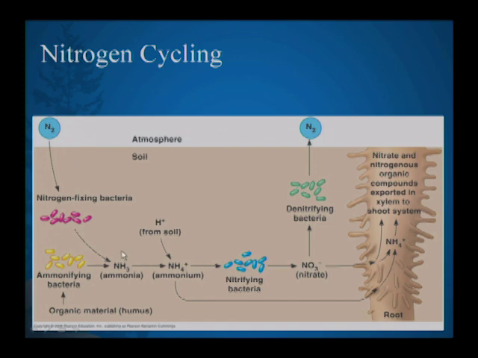So nitrogen-fixing bacteria and the nitrifying bacteria then are taking atmospheric nitrogen out of the air and getting that into the food chain. And then once those nitrogen compounds are in the plants, they can be eaten by animals and work their way through the food chain.